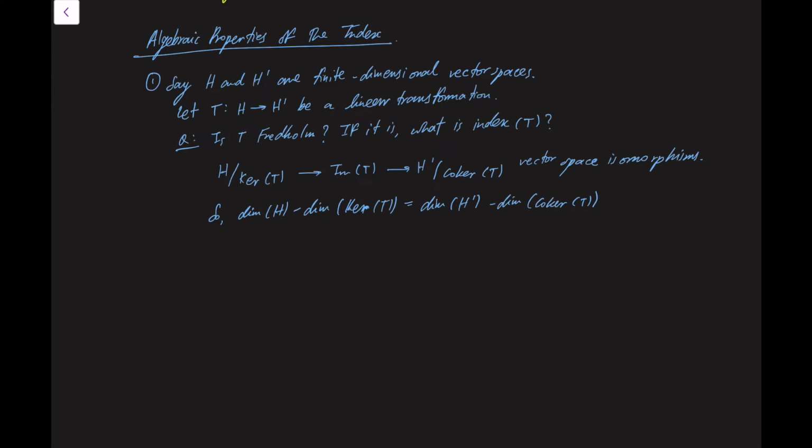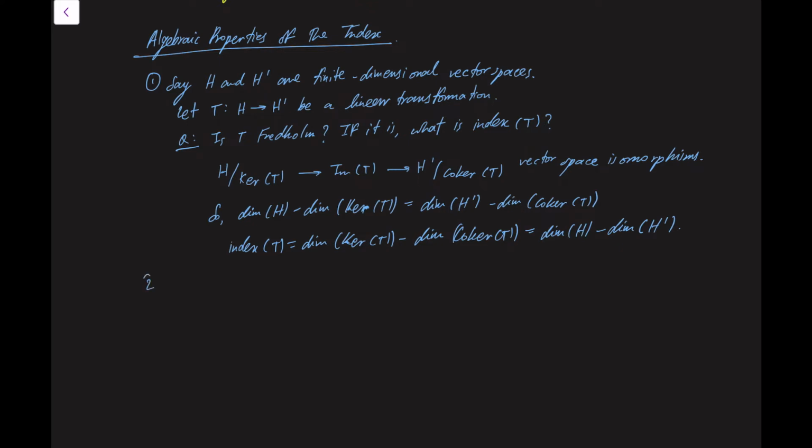Rearranging, we get that the index of T, the dimension of the kernel minus the dimension of the co-kernel, is the dimension of H, the domain, minus the dimension of H prime, the range. So it's a nice answer to this question.